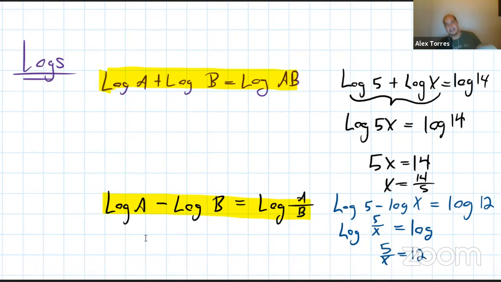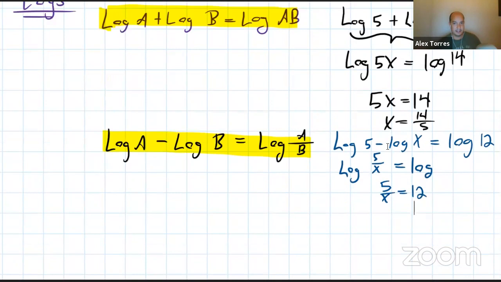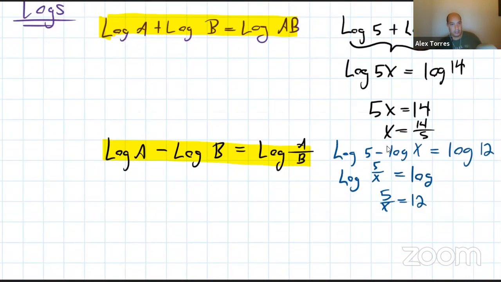Multiply both sides by x, divide both sides by 12, and you get your answer that way. So we won't do the algebraic solving on that little one, just so that we can have more time to show you more log rules.